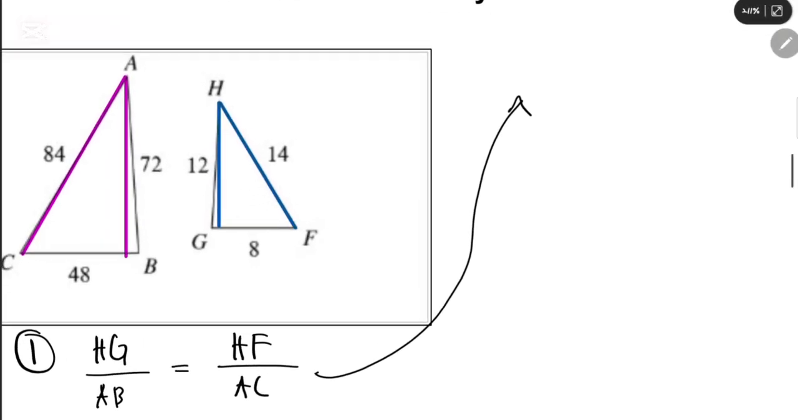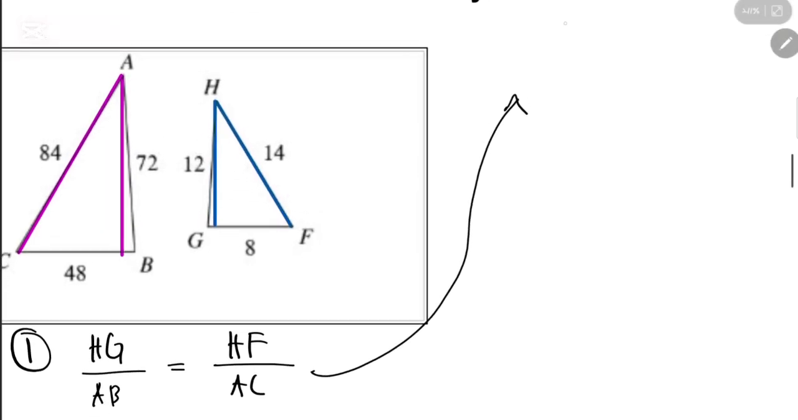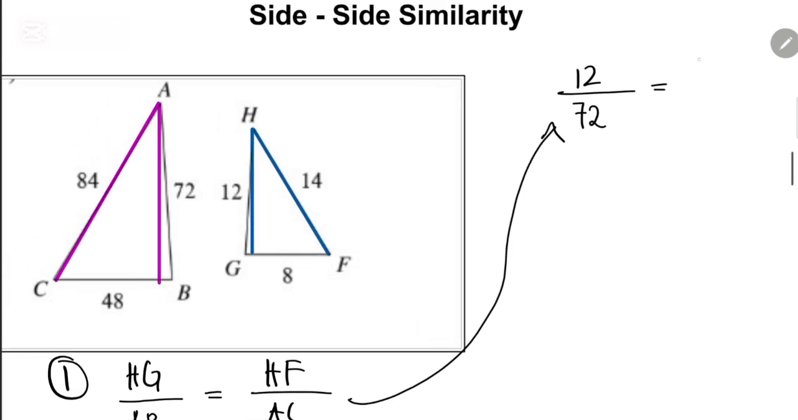To test it, basically say HG is 12 over AB, which is 72, and HF is 14 over AC, which is 84. To test if they're similar triangles, they should have the same ratio, so 1 over 6 here, and 1 over 6.